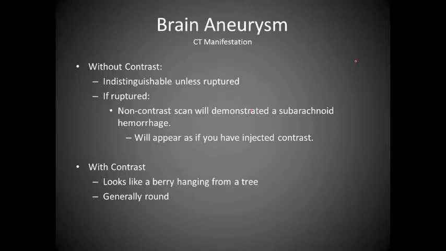Without contrast, many aneurysms are indistinguishable unless ruptured. If ruptured, non-contrast scans will demonstrate a subarachnoid hemorrhage, and it will appear as if you have injected contrast. So that's what you want to keep in mind: on brain aneurysms, if one is ruptured, it's going to look like you've injected contrast into the patient, even though you haven't.